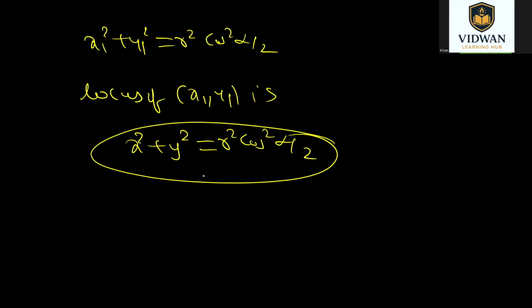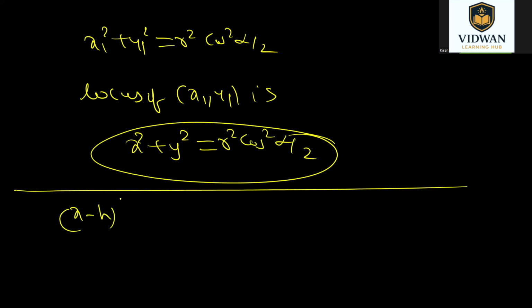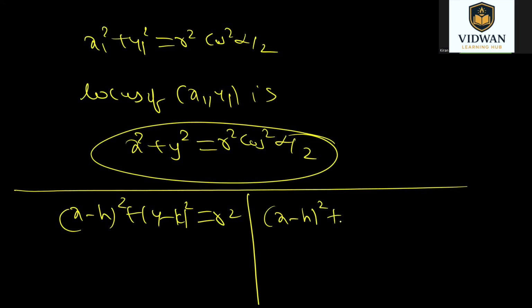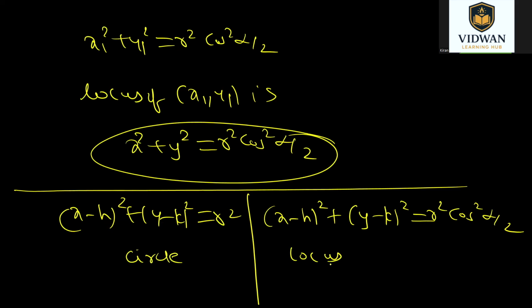This is for the case where the center is the origin. So if the circle is changed as (x minus h) whole square plus (y minus k) whole square equal to r square, then what would be the answer? You'll just have x and y replaced with x minus h and y minus k. Rest of it will be the same only. This is the locus of midpoints of chords subtending an angle alpha at the center, if this is the circle given.